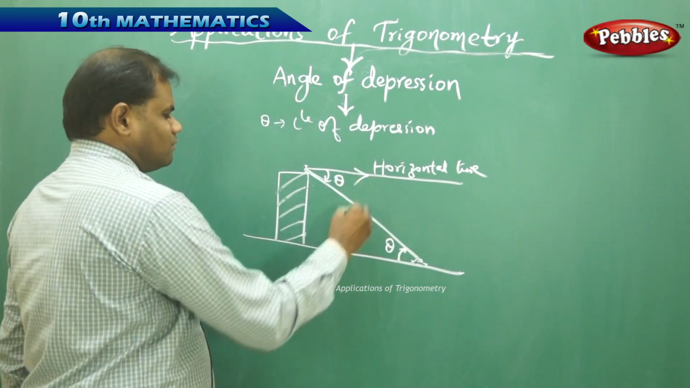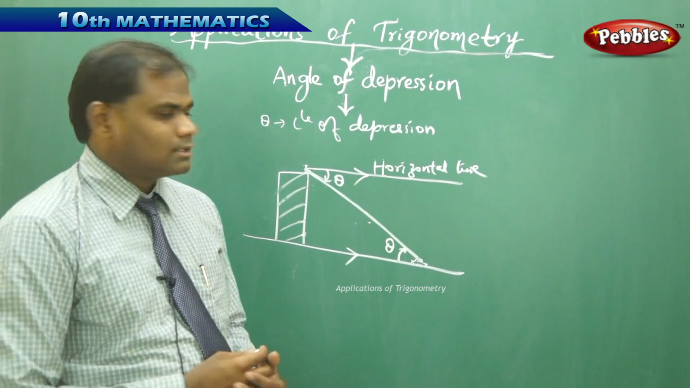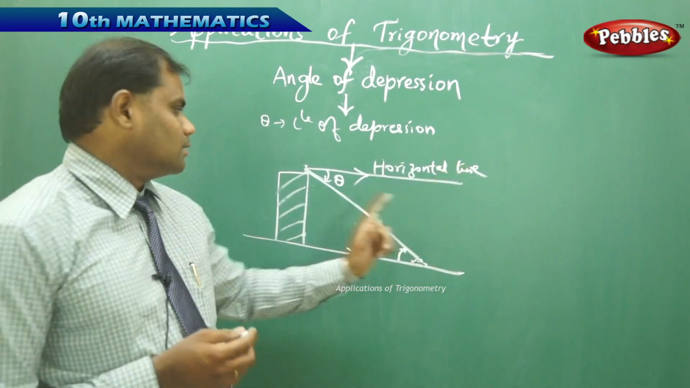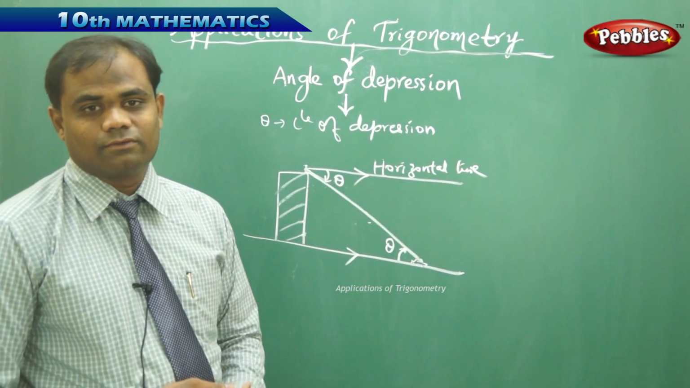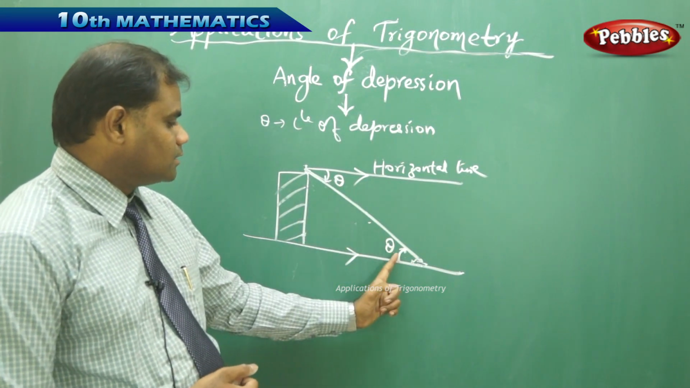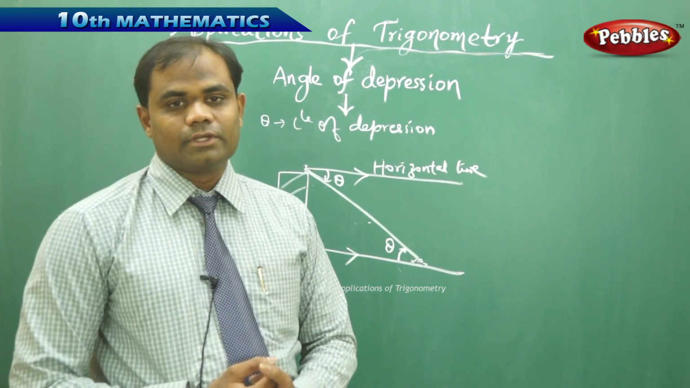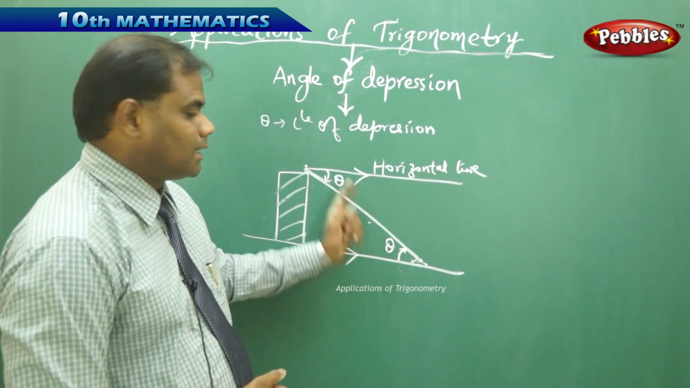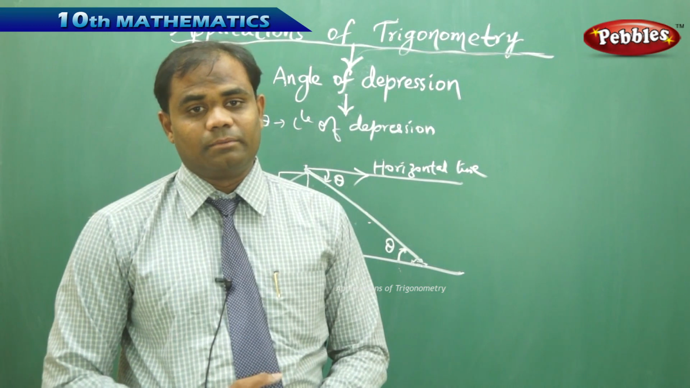this. Why? Because these two lines are parallel, the ground and the horizontal line are parallel, these two are equal because of the alternate angle property. So when this is theta, then immediately this also becomes theta. It's how geometrically we understand the angle being equal in angle of depression.